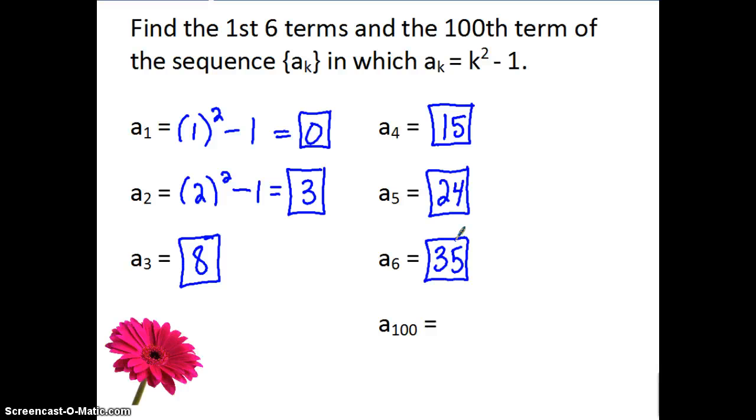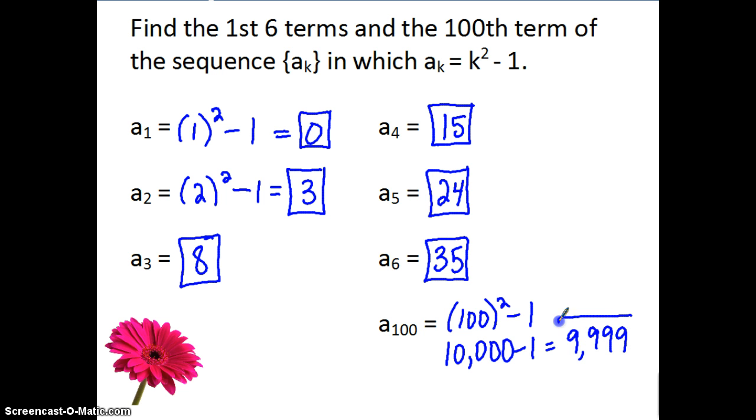And same thing for a sub 100. This is no more difficult other than the number is larger. We're plugging in a 100, so we're going to do 100 squared, which is 2 zeros and 2 zeros, that's going to be 4 zeros. So 10,000 minus 1, which is 9,999. So the 100th term, I know we're skipping a few in between the 6th term and the 100th term, but that 100th term would be 9,999, and we get that the same way we got all the other ones. We just plug that number in.